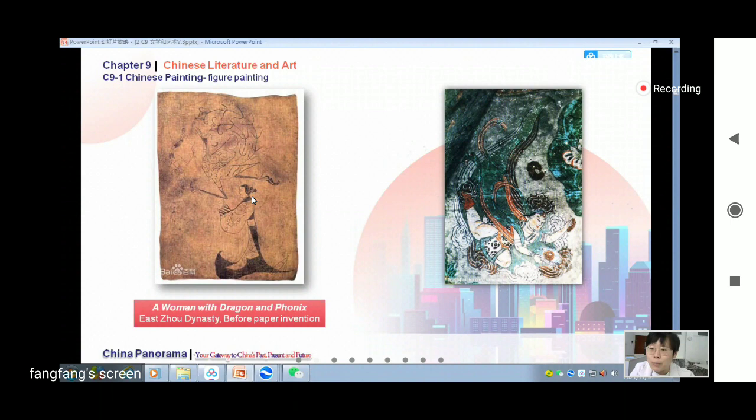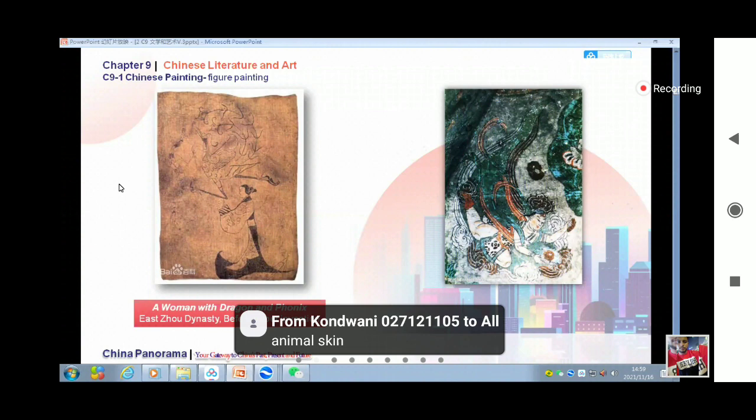So what do you think? What material is the painting made of? Skin of an animal. Bone. Oracle bone. Animal skin.